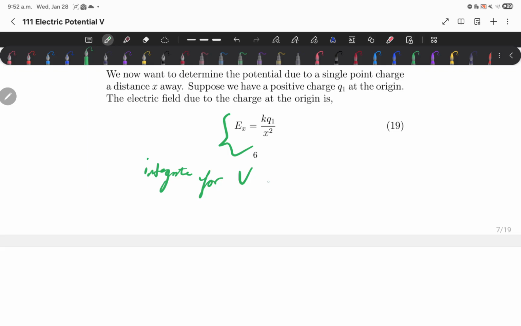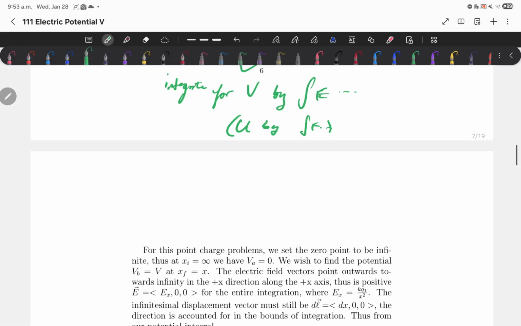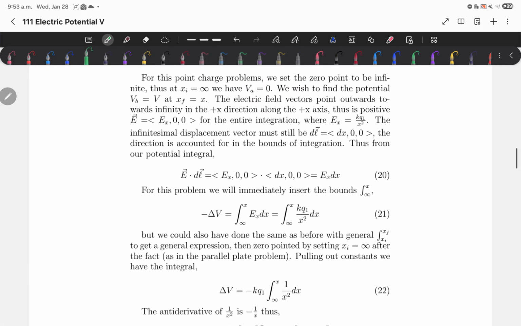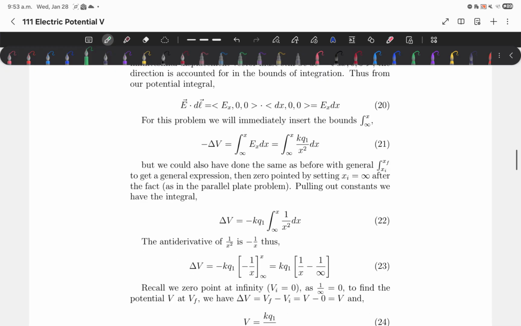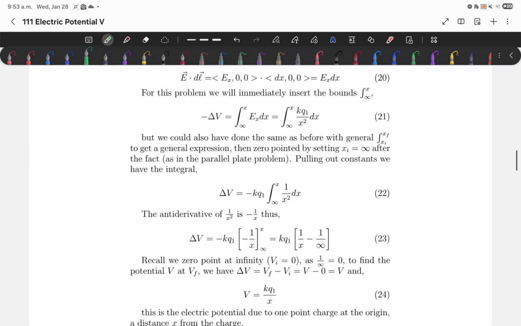So we have our electric field due to a point charge at the origin along the x-axis here. So let's do that same delta V calculation where we have to do the integral of our electric field. Well, K and Q are constants, so we can pull it out front. We have the integral of 1 over x squared, just like we had last class. The antiderivative of 1 over x squared is negative 1 over x.